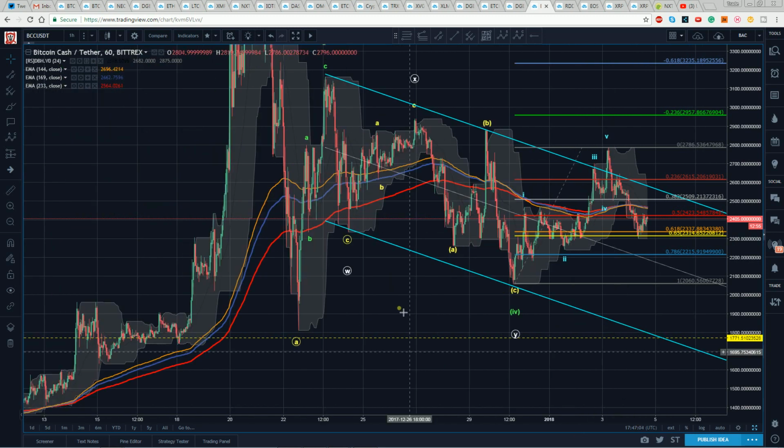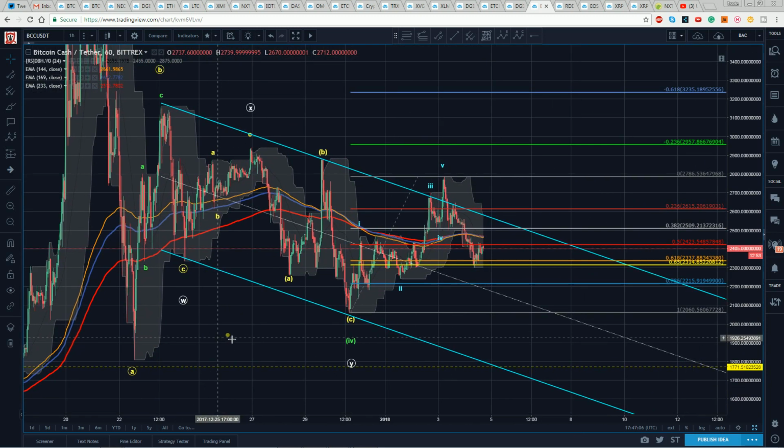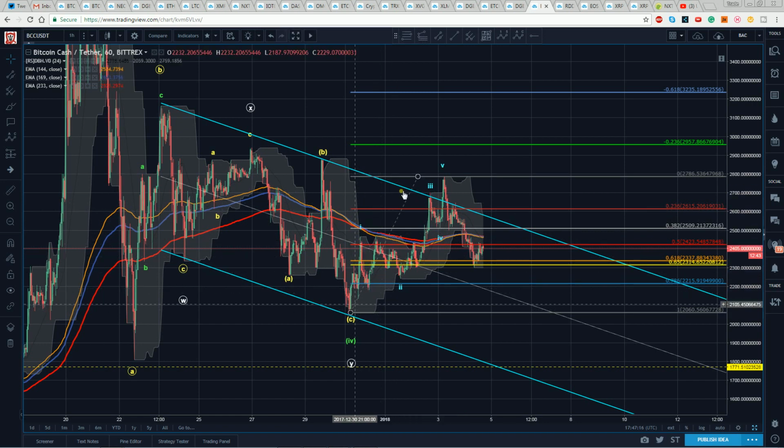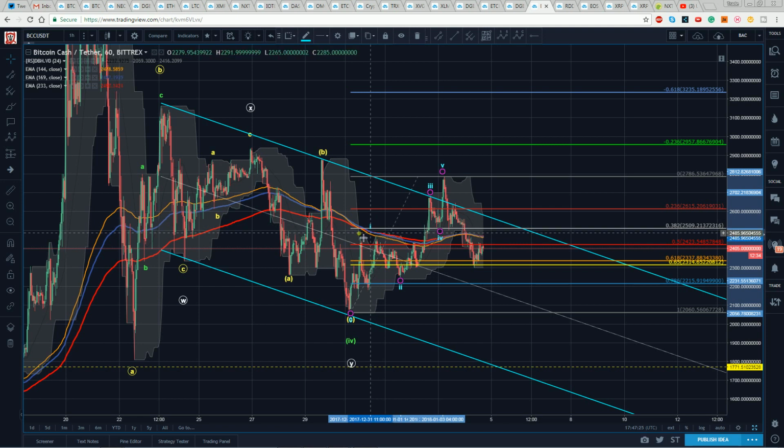So off of this low. Now there's a little complexity here as well. So here's the classic shallow C wave. So we get an A wave here. So we likely have impulsive action here, but we're getting some complexity. So again, two Elliotticians could argue about whether this is the one or this is the one. You know, if we have a diagonal here, this is the one.